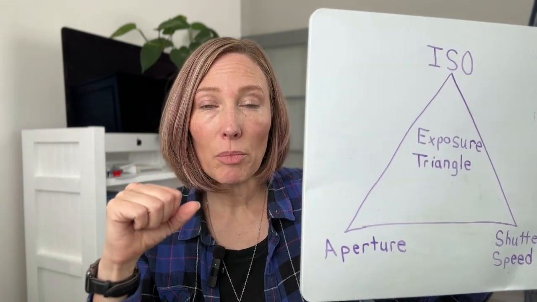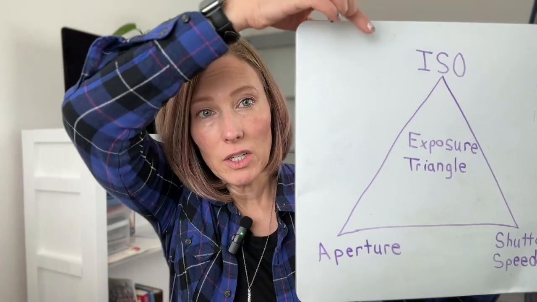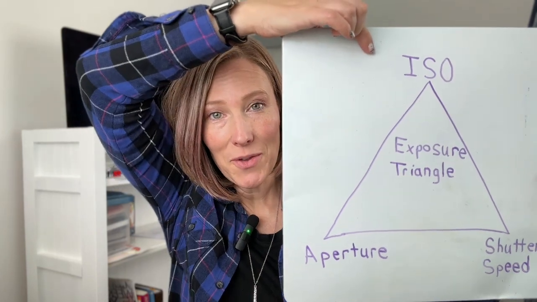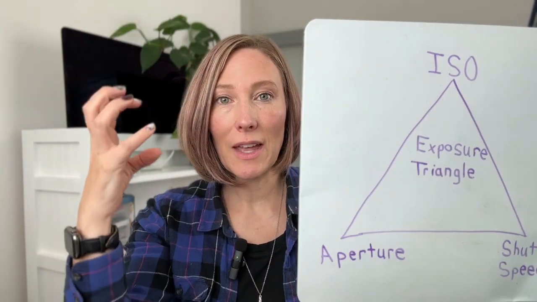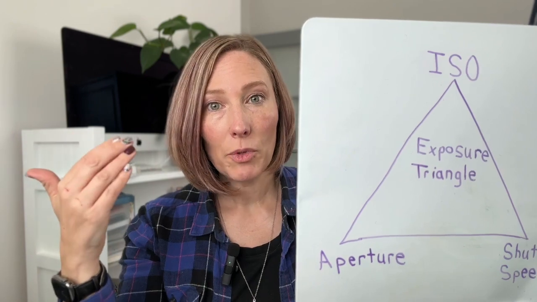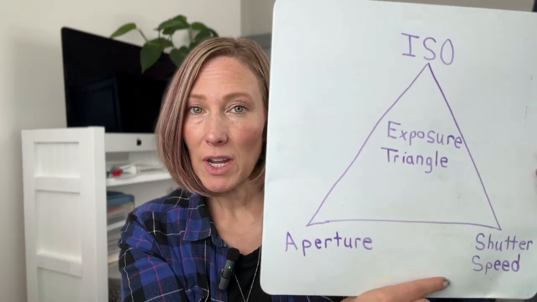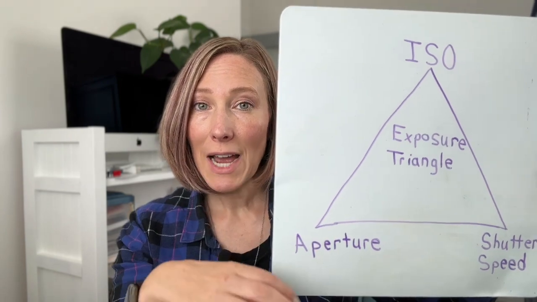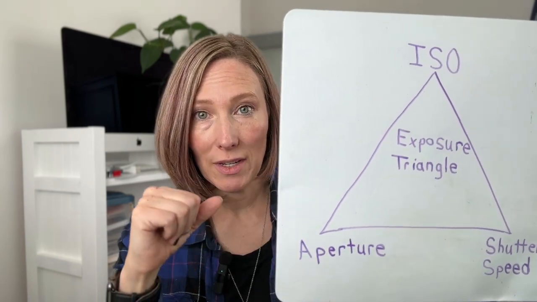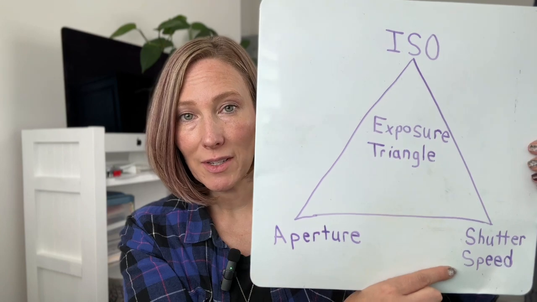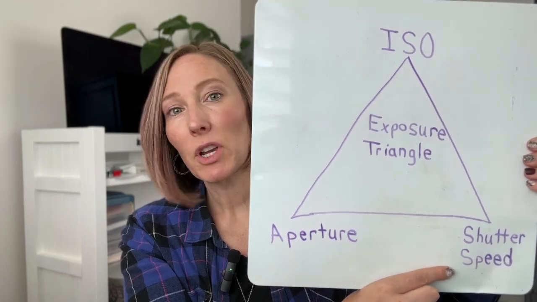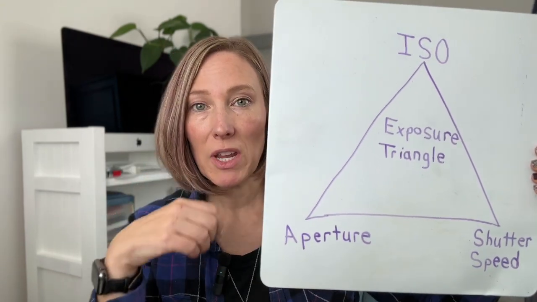So if it's a really bright day, we're going to need to use a lower ISO in order to keep that sensor from being too absorbent of light. And we may need to use a faster shutter speed to decrease the amount of time that the sensor is open to light.